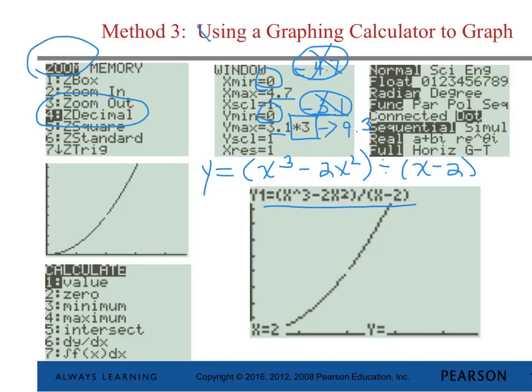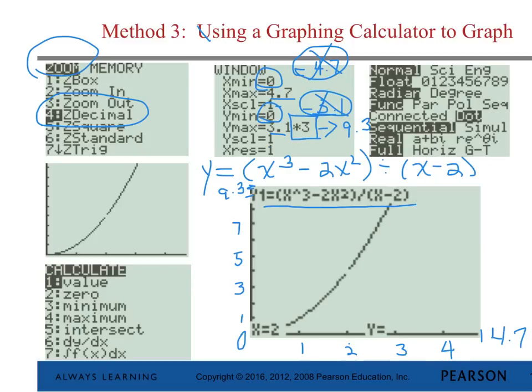So this window that we're looking at down here actually goes from 0 to 4.7. And this is x equals 1, 2, 3, 4. And this is 4.7. And it goes from 0 to 9.3. And this is actually 1, 2, 3, 4, 5, 6, 7, 8, 9.